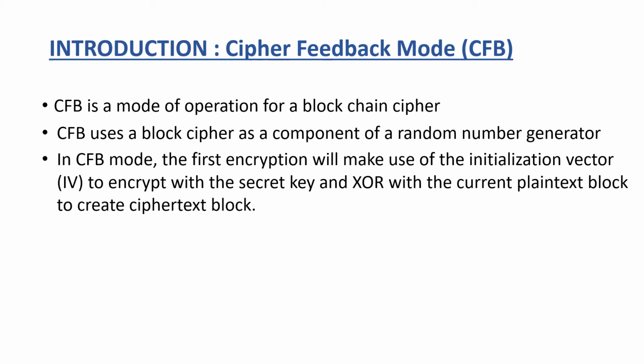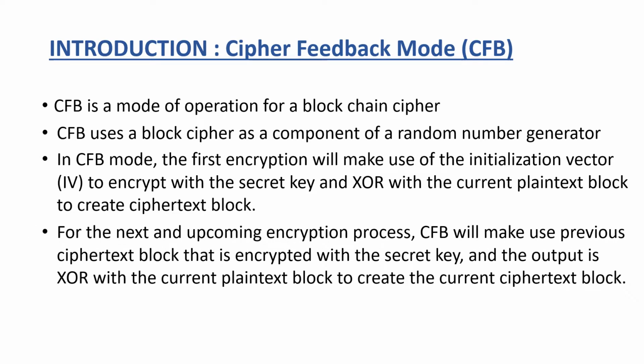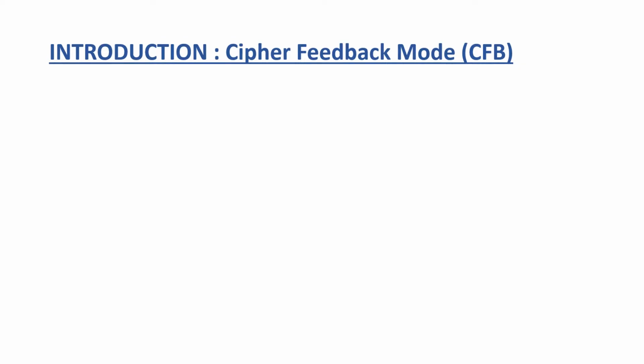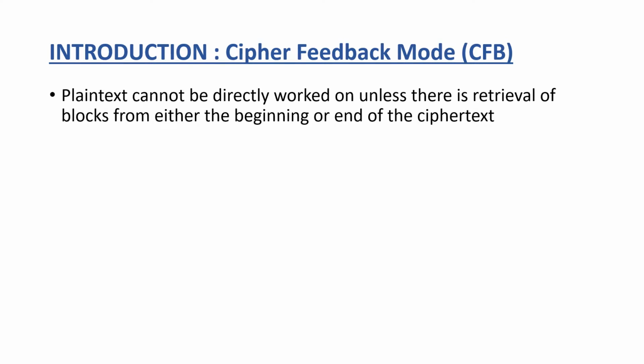In Cipher feedback mode, the first encryption will make use of the initialization vector to encrypt with the secret key and XOR it with the current plaintext block to create the cipher text block. For the next and upcoming encryption processes, Cipher feedback mode will make use of the previous cipher text block that is encrypted with the secret key, and the output is XORed with the current plaintext block to create the current cipher text block. Plaintext cannot be directly worked on unless there is retrieval of blocks from either the beginning or end of the cipher text.